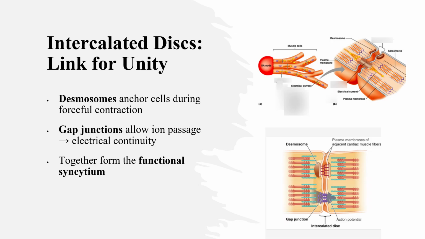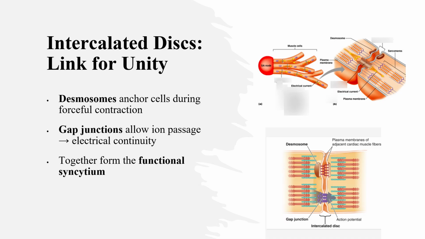Together, these two features, mechanical anchoring by desmosomes and electrical continuity through gap junctions, make the heart a functional syncytium. In physiology, that means the myocardium behaves as if it were one single cell, contracting in perfect unison.